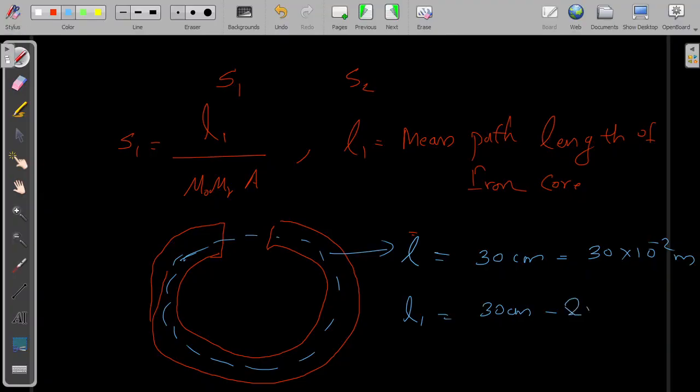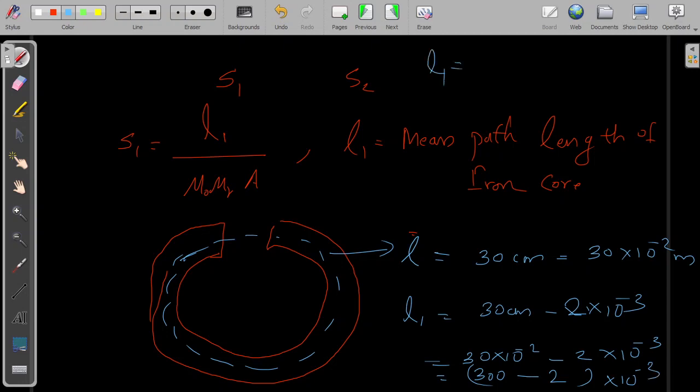2 into 10 power minus 3, that is equal to 30 into 10 power minus 2 minus 2 into 10 power minus 3. Okay, that means 300 minus 2 into 10 power minus 3. So L1 will be equal to 298 into 10 power minus 3 meter. Okay, that means that's equal to 0.298 meter.